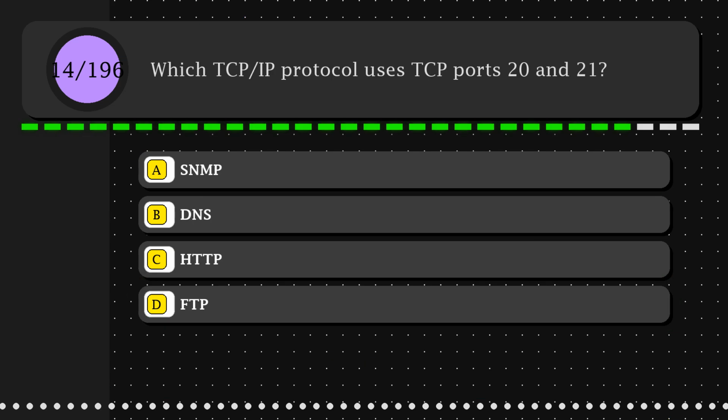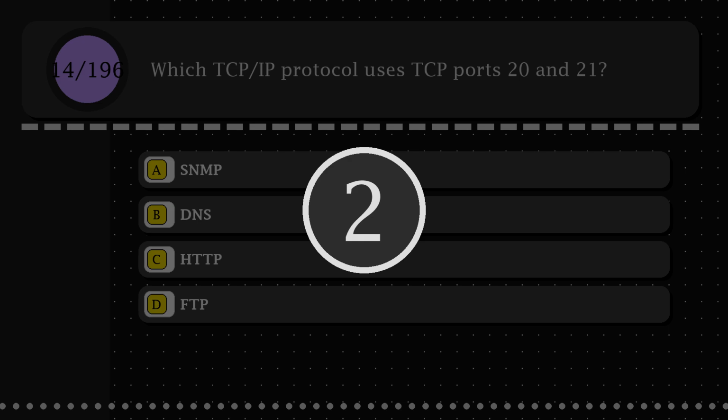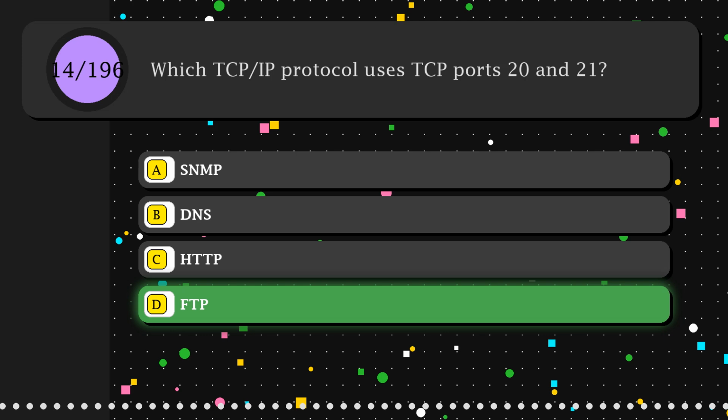Question 14. Which TCP/IP protocol uses TCP ports 20 and 21? Option A, SNMP. Option B, DNS. Option C, HTTP. Option D, FTP. The correct answer is option D, FTP.